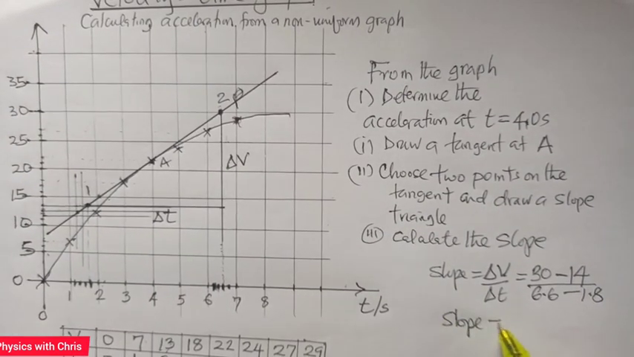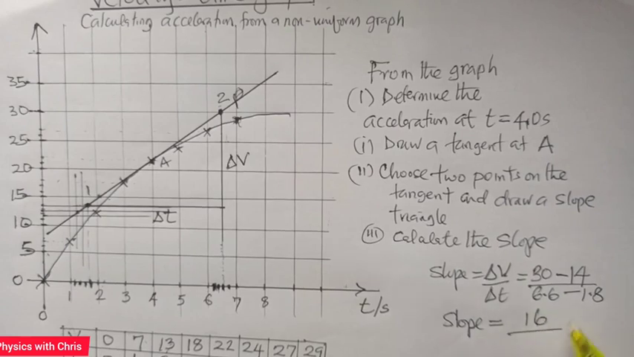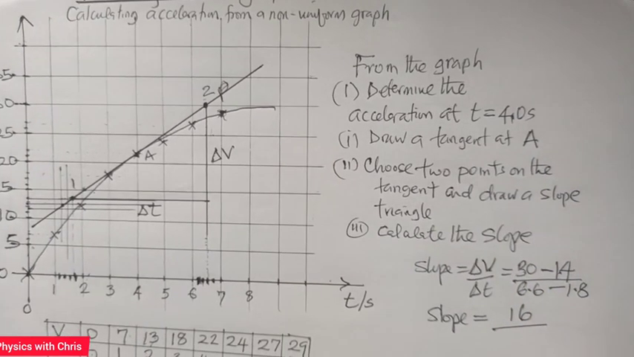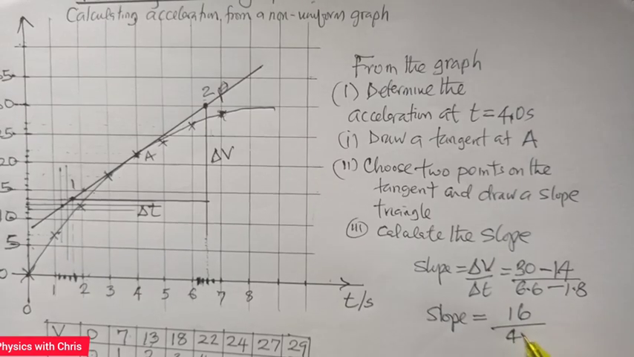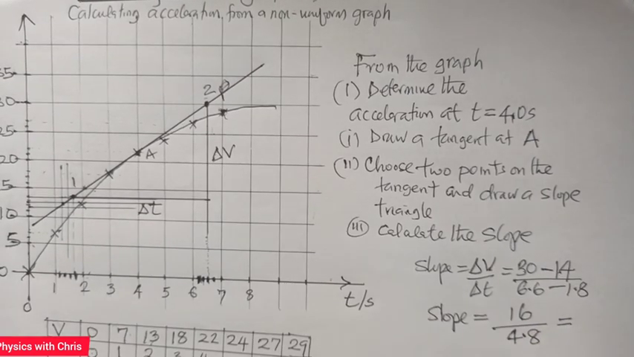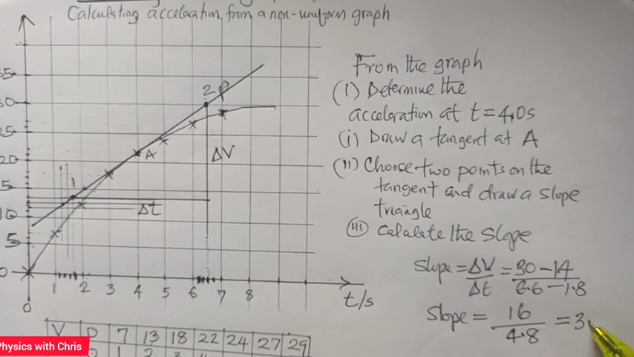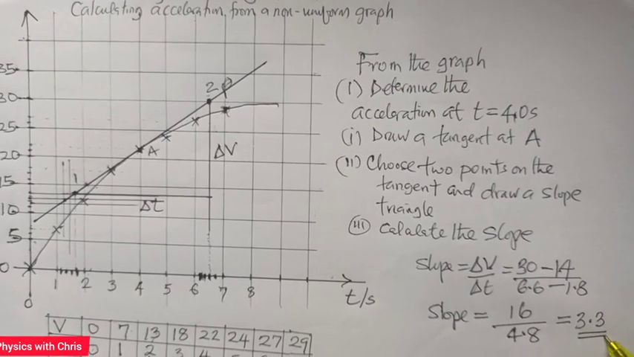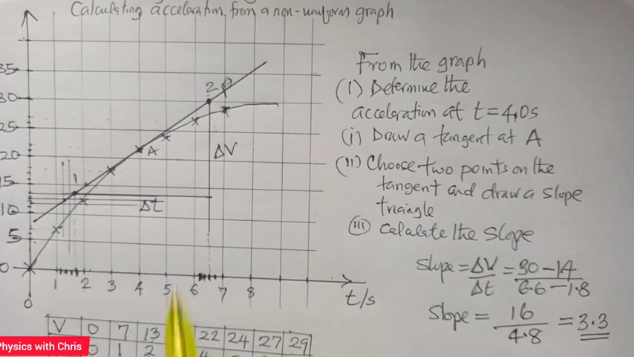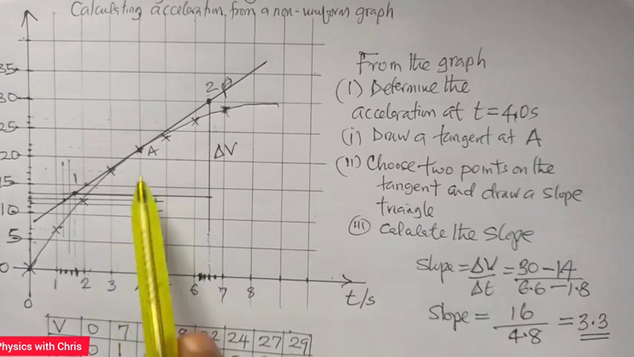So that here now my slope, which is my acceleration, is equal to 16, that is 30 minus 14, divided by 6.6 minus 1.8, which gives me 4.8. So by the time I divide 16 by 4.8, that gives me the slope at the point, which is 3.3 to 1 decimal place. That gives the slope of the tangent drawn at A.